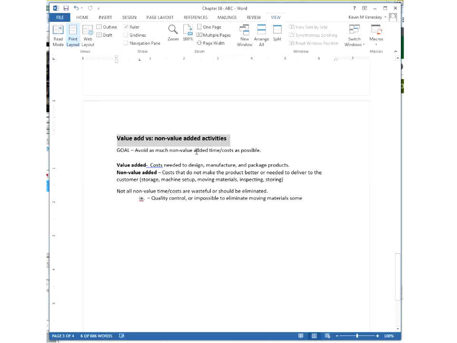Is the cost of making something a value-added cost or a non-value-added cost? And obviously, you want to avoid as much non-value as you can. Value-added cost is anything that really goes into making the product. You've got to design it. That's a cost that has to be there. You're going to have to put it together. You're going to have to package it. All those things you have to do. But things that you don't have to do, I mean, you still have to do them, but you want to get them down to as little as possible. Anything that basically does not make the product better or that you don't need to deliver.